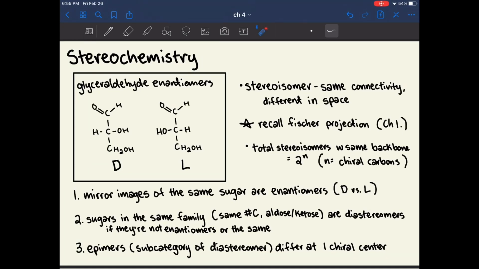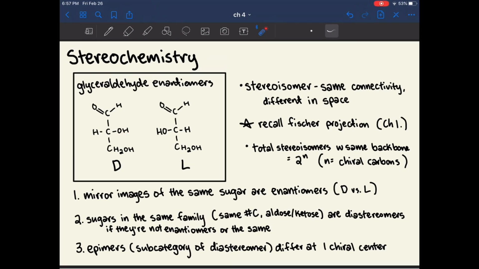So if you look at these 2 depictions of glyceraldehyde, you can see that they are the same in connectivity, however, their spatial orientation is different. So if you recall Fischer projections from chapter 1 and how to turn this Fischer projection into a version where you can see the stereochemistry a bit better, you can see that this glyceraldehyde is known as D and this is known as L. How you tell the difference between these two is that the carbon that's second to the bottom will have the OH group on the left for L, and D will have it on the right.